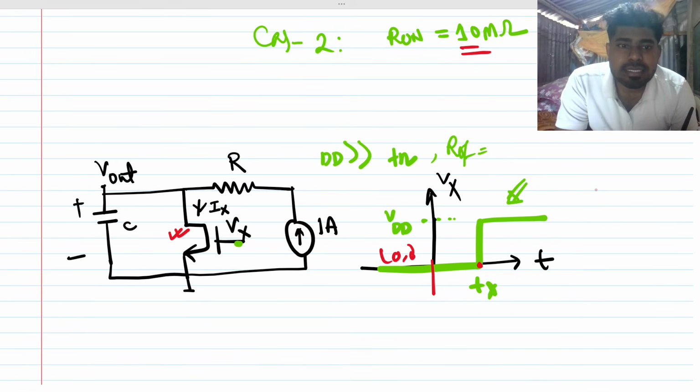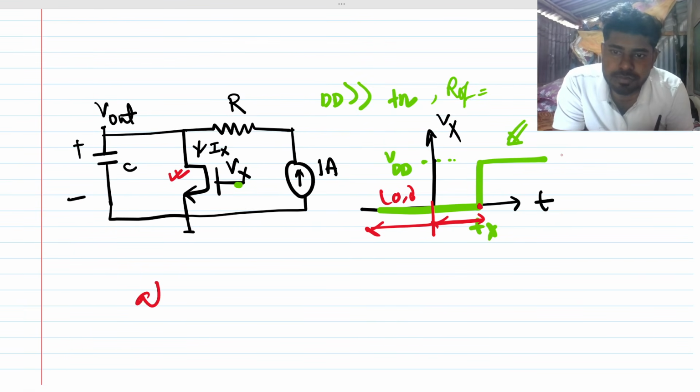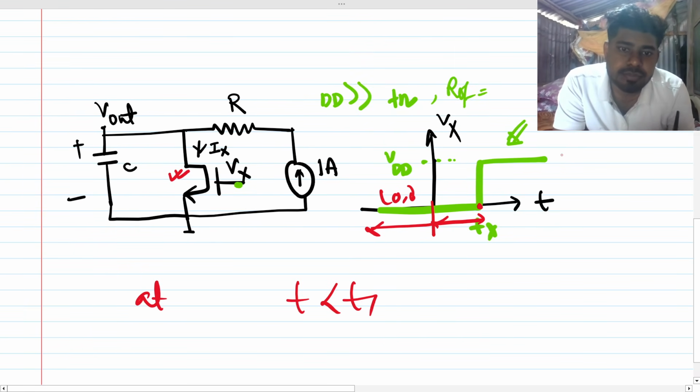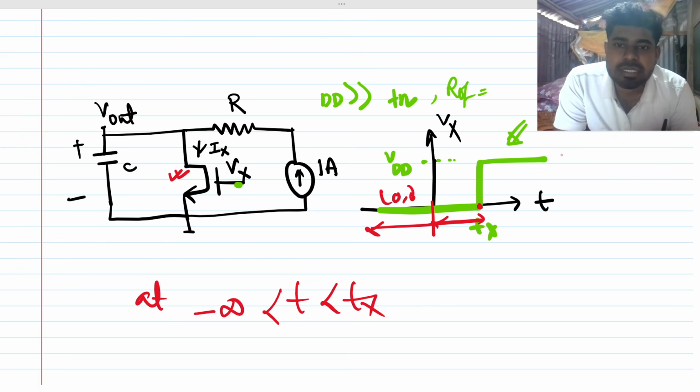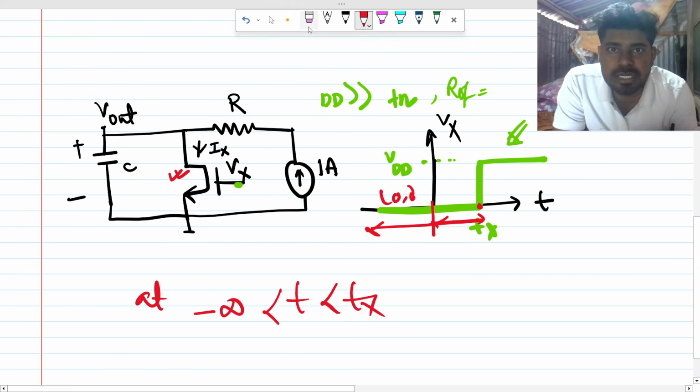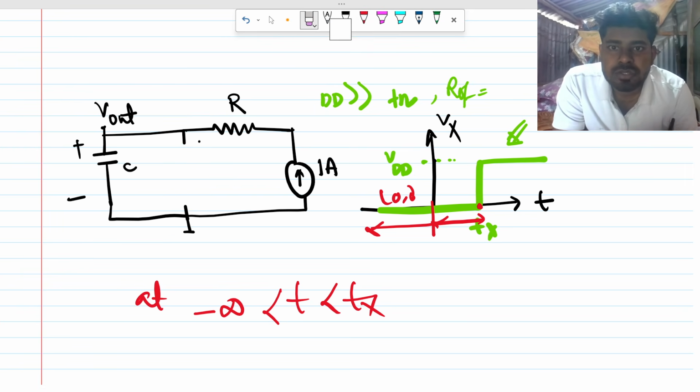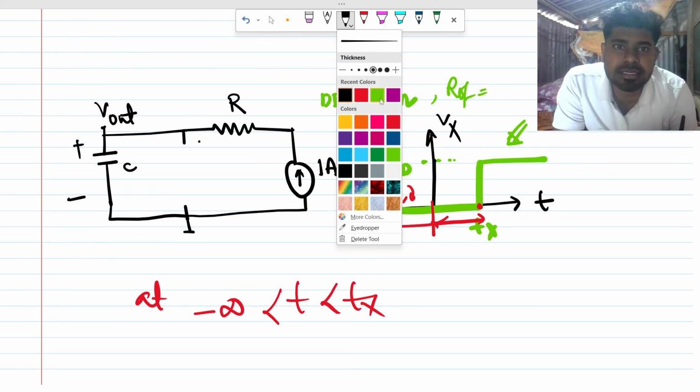I'm copying the circuit and the waveform. So you can see at t less than 0, like from t equals minus infinity to Tx, your Vx is ultimately 0, correct? It is an NMOS, so this switch is turned off because your VGS is lesser than the threshold. So ultimately this switch is off. So now it is a very easy circuit.